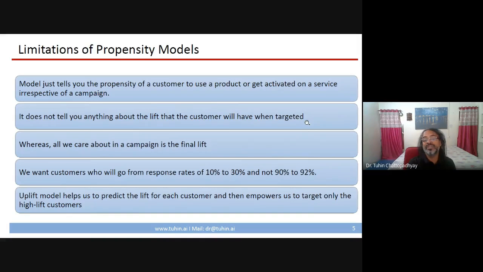That's the limitation of the propensity model. We want customers who will go from response rates of 10% to 30%, not from 90% to 92%. That doesn't really matter. So uplift models help us predict the lift for each customer and empower us to target only the high-lift customers.